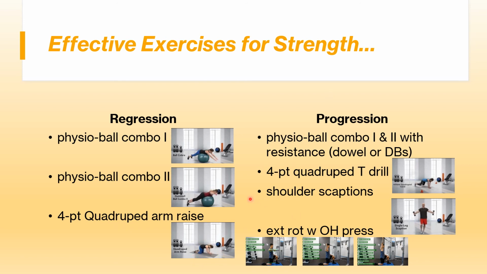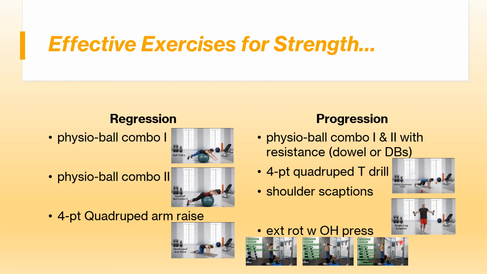Some progressions of these exercises are working the ball combo 1 and 2 and adding a little bit of resistance with maybe a weighted dowel or some low-end dumbbells. Also, another exercise to help build shoulder stability, namely in the rotator cuff, the serratus and all the muscles that intrinsically and extrinsically act upon the shoulder joint, is the 4-point quadruped T drill. And it's demonstrated here in this video.